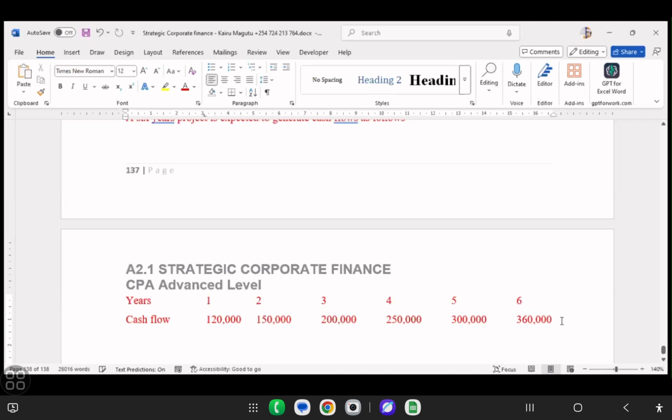Good, like that. Suppose we are investing the initial investment is, if I take this one, I'll take 6 years. I can assume that we are investing 720,000. The required rate of return is 12%.